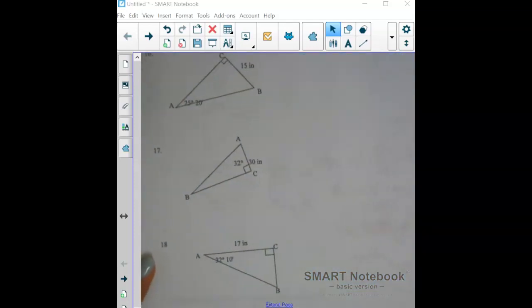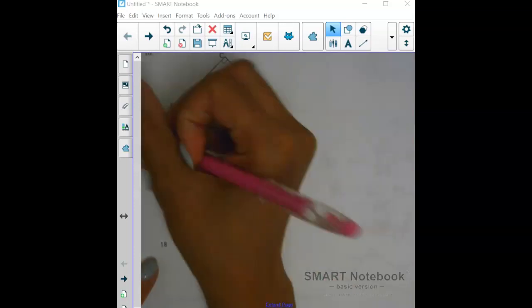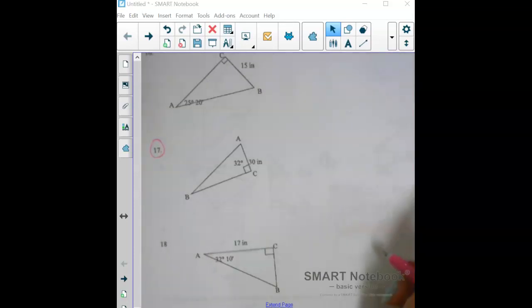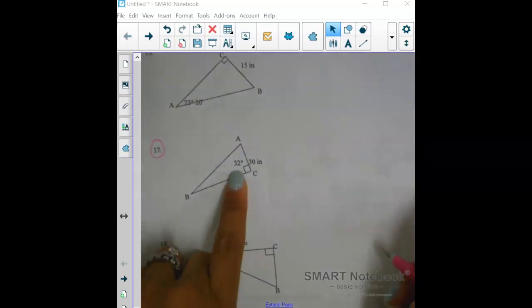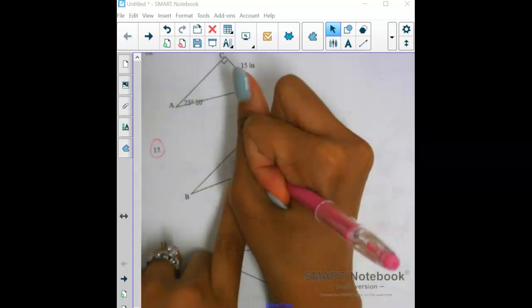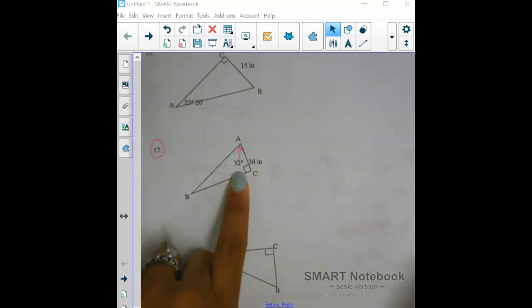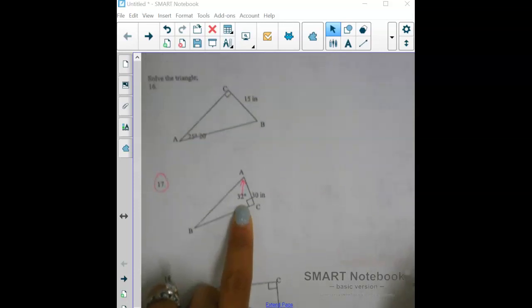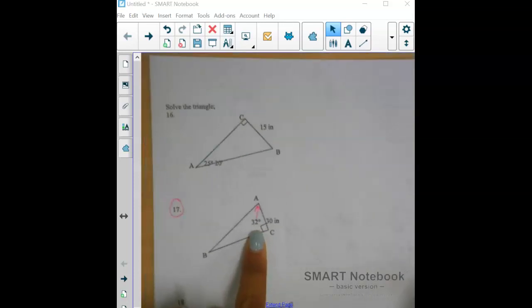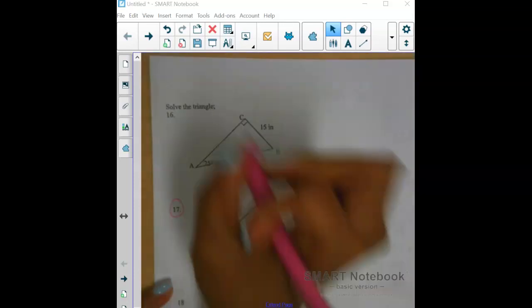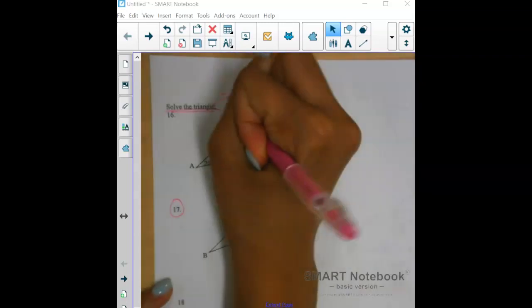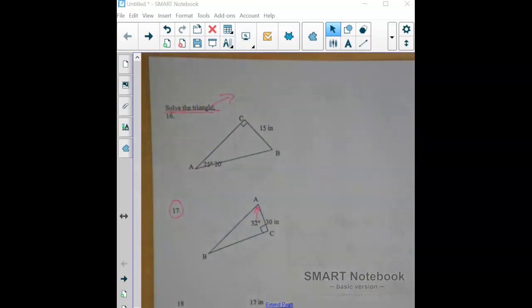All right, for 17, let's go ahead and look at 17. First thing that I want you to notice for 17, this 32 degrees is for angle A. So make sure you note that that 32 degrees is for angle A. Think back to geometry. I know it was a rough time for some of you, but when it says to solve the triangle, what does that mean?